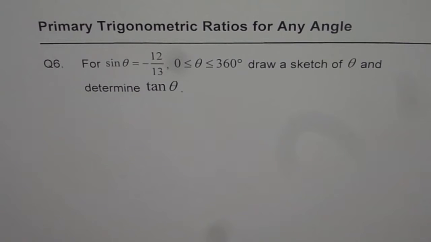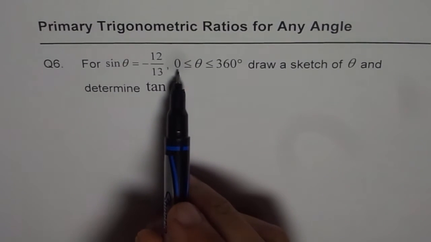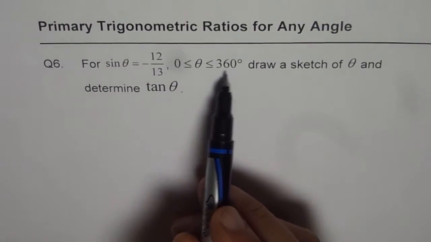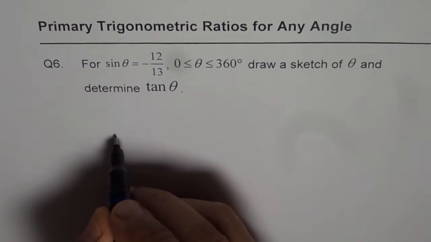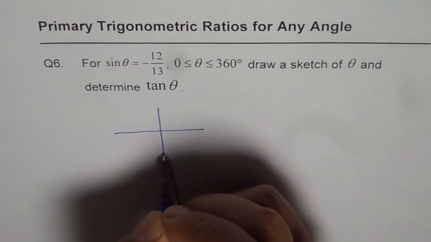Now here is my suggestion. As we discussed earlier, when theta is between 0 and 360 degrees and sine theta is negative, we are actually looking at two different cases. So let's draw these two on a coordinate plane.